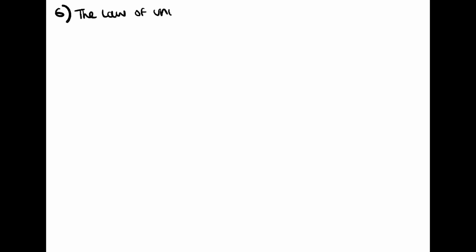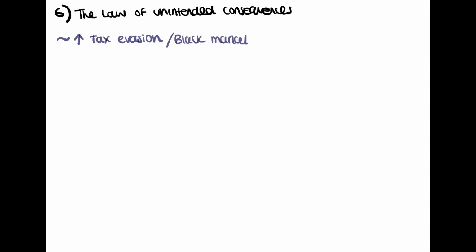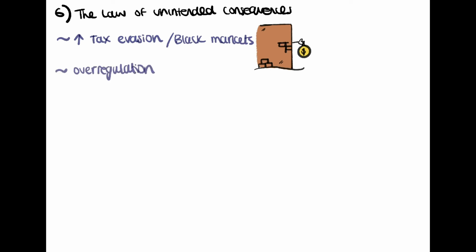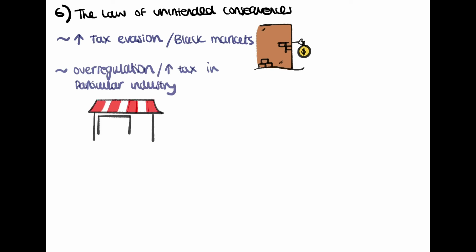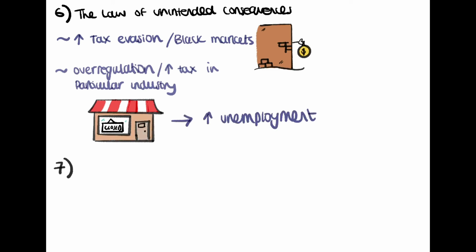Next, we have the law of unintended consequences. So as a result of the intervention, there are some knock-on effects to society which were unanticipated. For example, an increase in tax on demerit goods, such as alcohol and cigarettes, may increase tax evasion, or there may be an appearance of a black market in which trade takes place without paying the tax. Furthermore, overregulation or an increase in tax in a particular industry may mean certain firms are unable to operate and have to close down as a result. There is a further knock-on effect, as this may also increase the rate of unemployment.